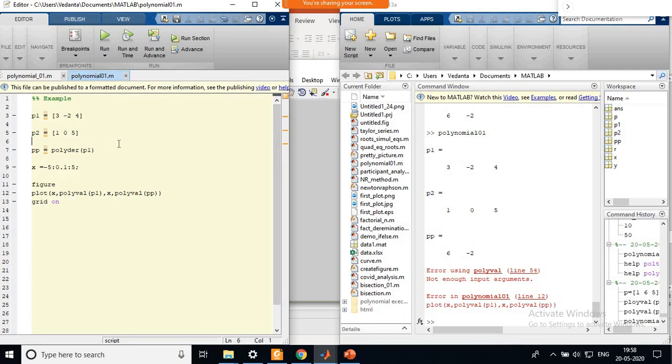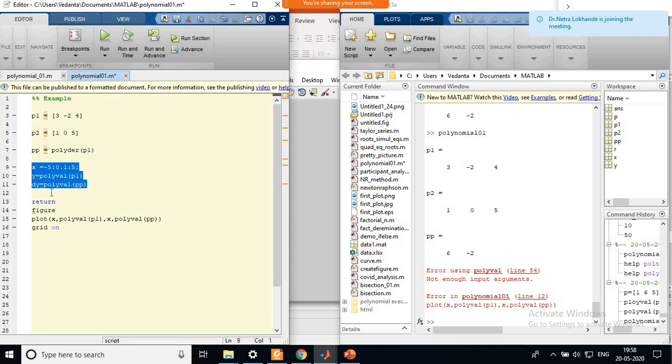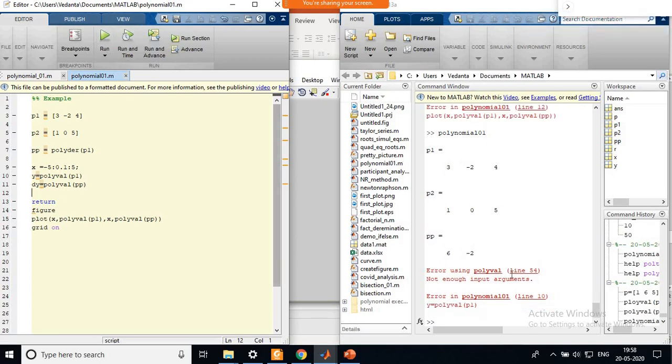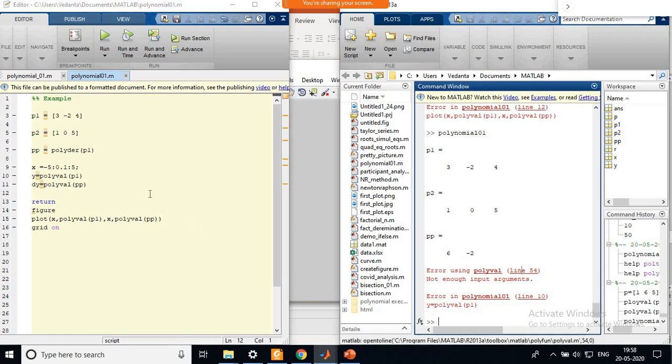Okay. So I will separately calculate this. y is equal to polyval of P1, then dy is equal to polyval of pp. That is, two functions. Whenever we are going to debug it, make sure that up to this point, which we have done in modifications, I want to check whether this much code is perfect or not. So I will put a return, so that I will come to know where the error lies. The error is obviously showing at this point.